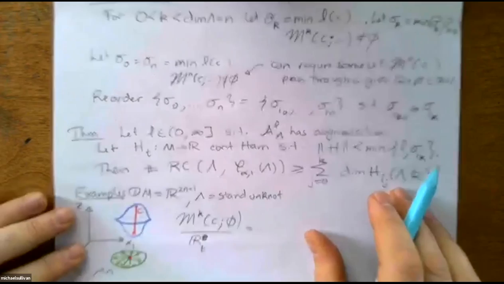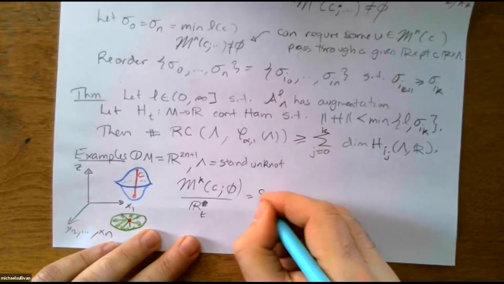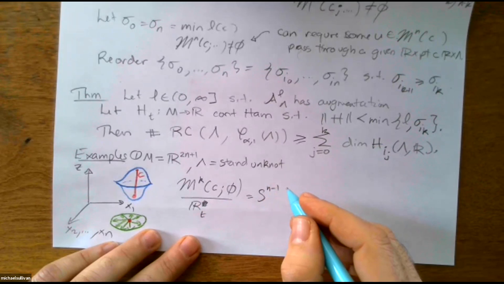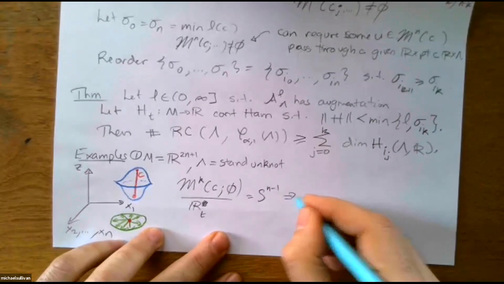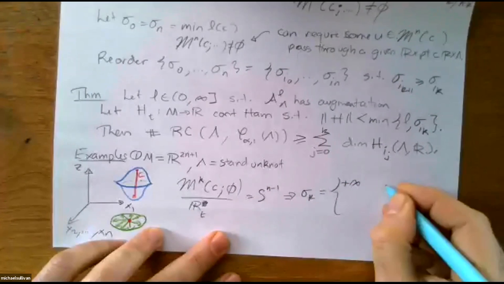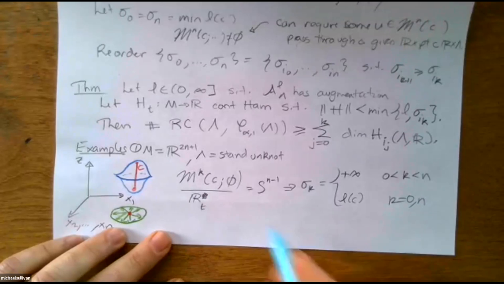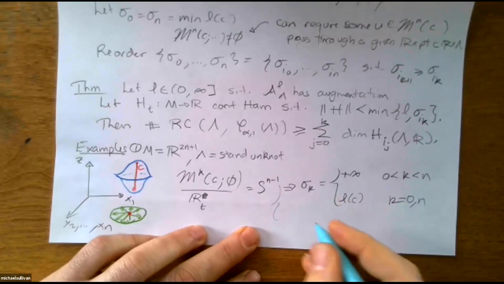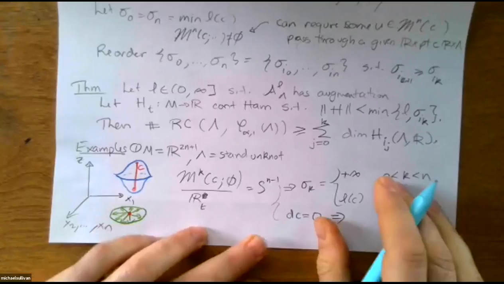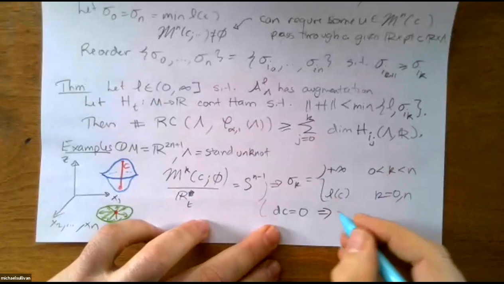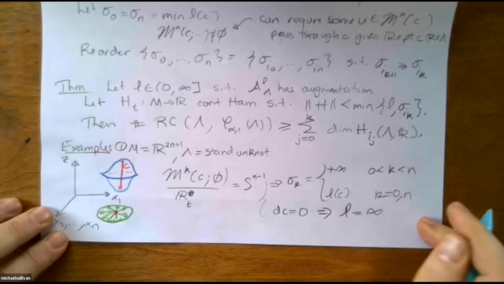So let's look at this case. This is going to be S^(n-1). So that's the moduli space of these curves. That means that if you look at sigma k, this is going to be infinity for zero less than k less than n. And it's just going to be the length of this chord for k equals zero or n. Also, the fact that this is the moduli space of curves allows you to compute the differential. So you get that dc is zero. That implies that the L in this theorem here is infinity. So it has an augmentation. You don't need to cut down on the DGA.